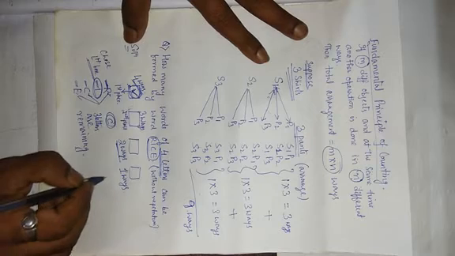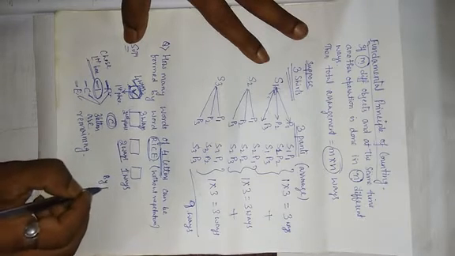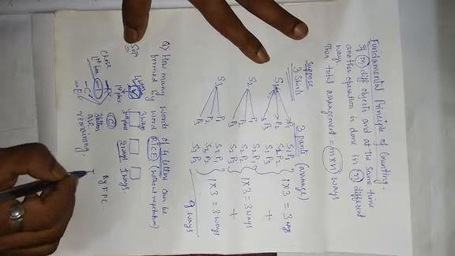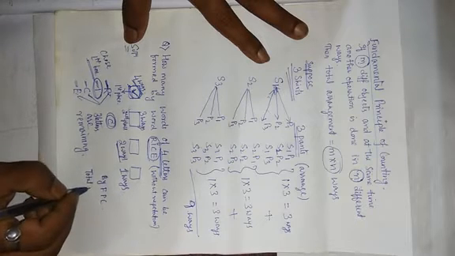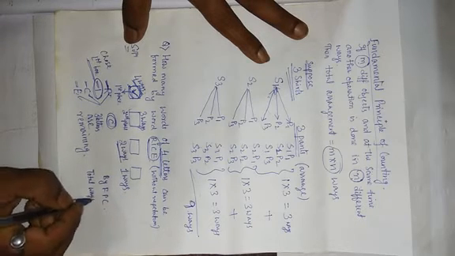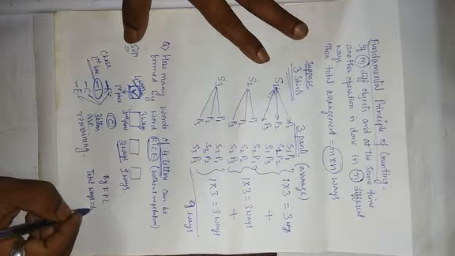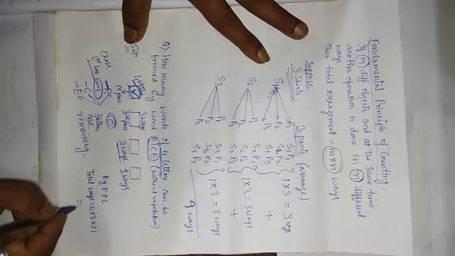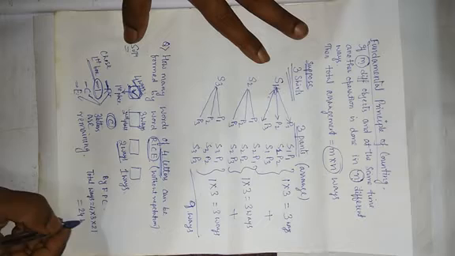So by the fundamental principle of counting, the total ways or arrangements is nothing but the product of all the given conditions, that is 24 ways.